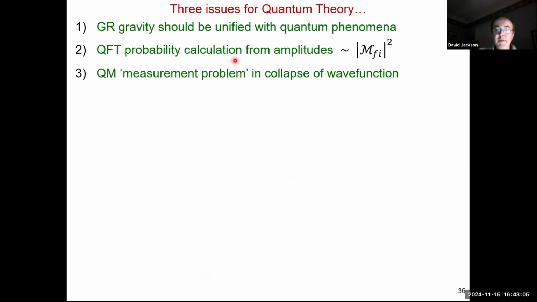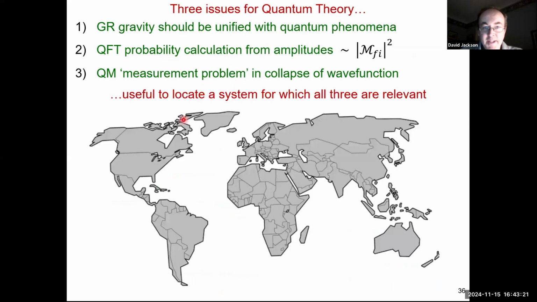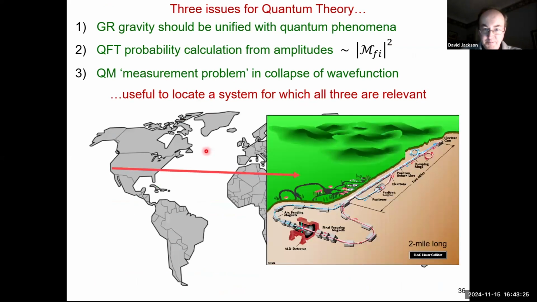Okay, so if I go to these three questions: unifying gravity with quantum phenomena, how we can reproduce these amplitude calculations, and the measurement problem, it's useful to think of a particular kind of system where all these three things come together. So I'll go back and find a place where they come together from my background in particle physics.